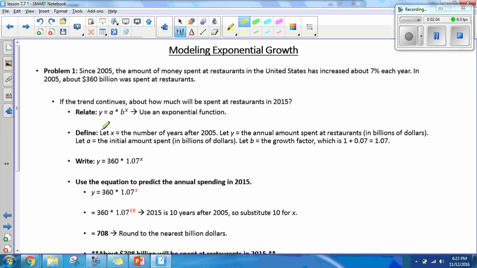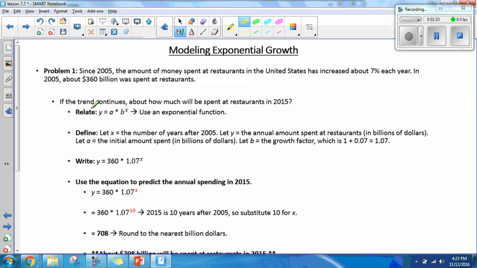Problem 1. Since 2005, the amount of money spent at restaurants in the United States has increased about 7% each year. In 2005, about $360 billion was spent at restaurants. If the trend continues, about how much will be spent at restaurants in 2015?